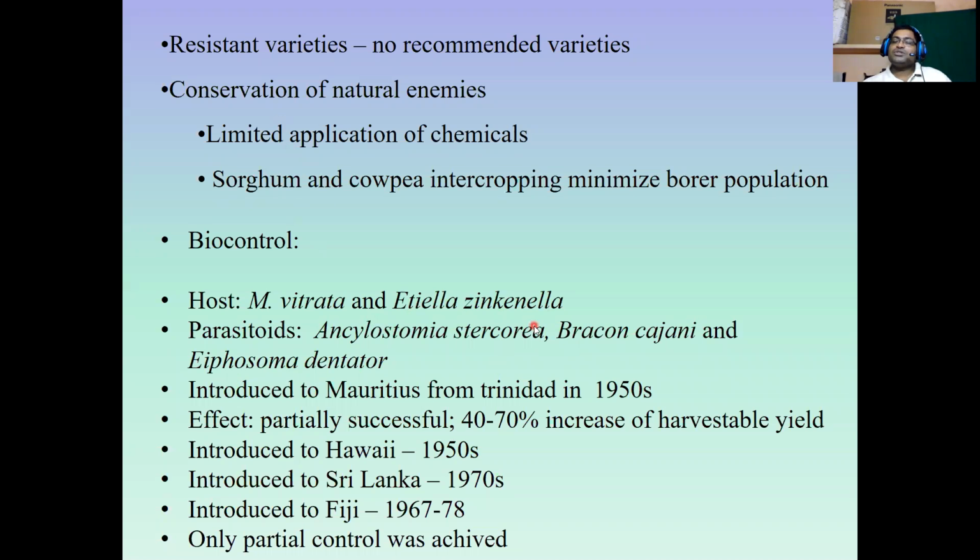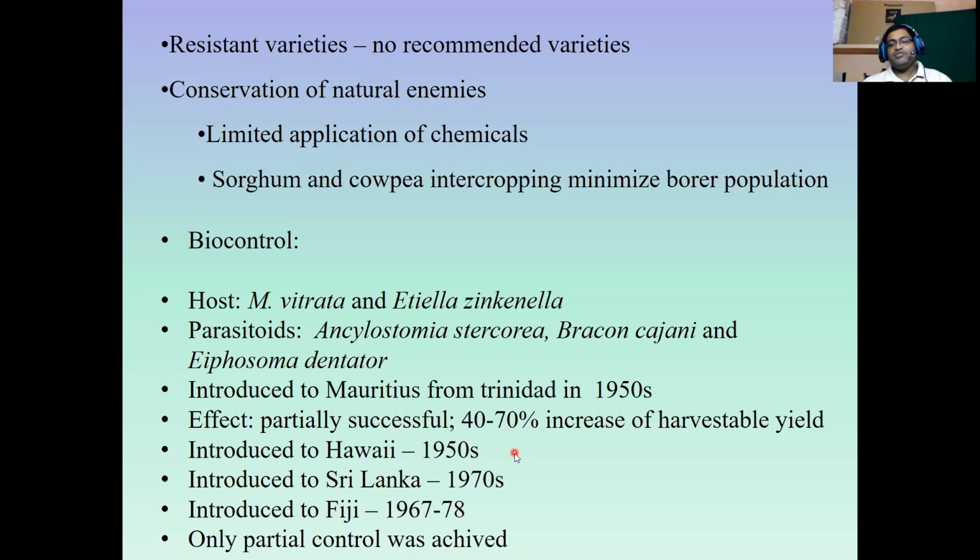Otherwise, they will not survive, because the biocontrol agents are very delicate, so you should not apply chemicals. Also, if the environmental temperature is not suitable for the biocontrol agent, it won't work. There is a problem, but these three were introduced in the 1950s from Trinidad, which is West Indies, Trinidad and Tobago, and Mauritius to Sri Lanka. Partially successful, with a 40 to 70% increase in harvestable yield.